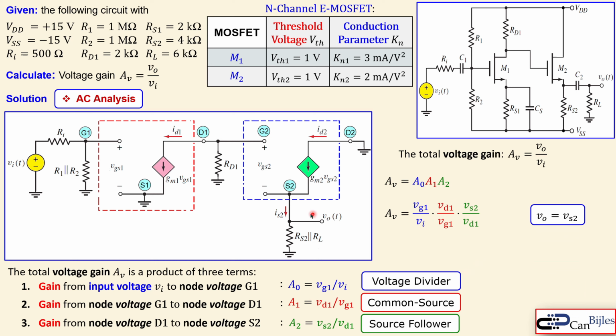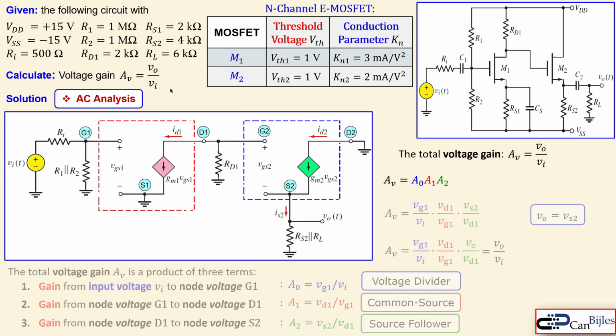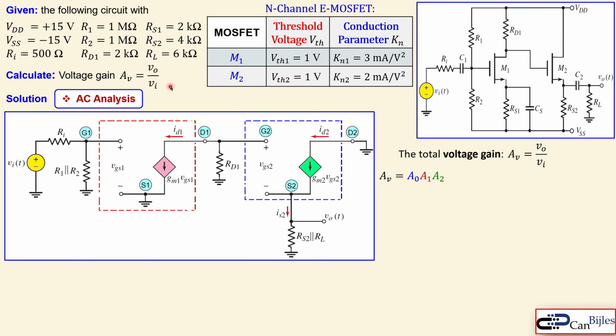And we know that the VO is also equal to VS2, so we can just simplify this or rewrite it in this form. What you recognize here is that this expression is exactly the same as this expression. Why? Because you can divide VD1 from the numerator and denominator, and also VG1 and VG1 here. So we only have again VO over VI, the same expression where we started. Okay, let's bring this again together.